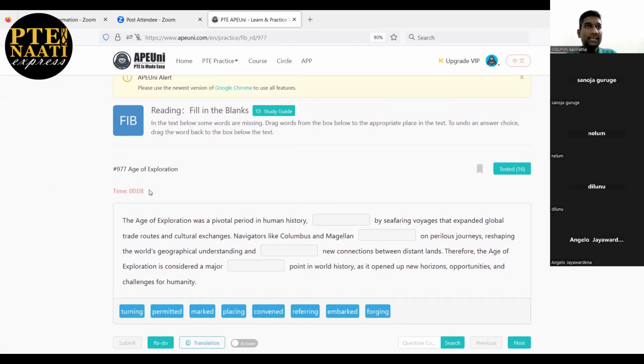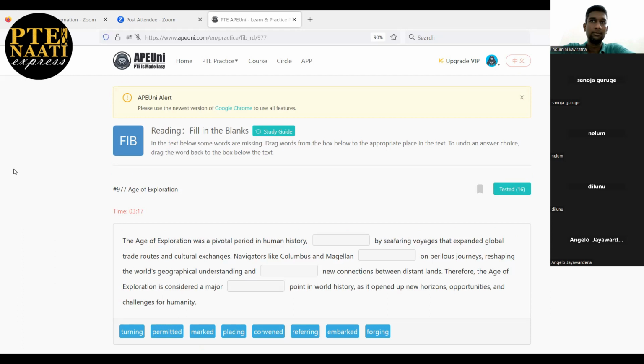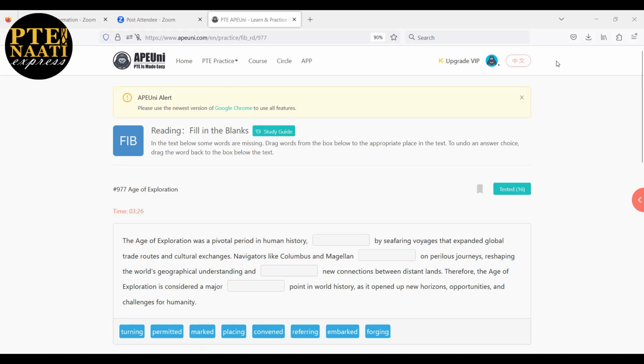Your timing is displayed here. The time is displayed like this. Yes, shall we try to answer this? Only 4 blanks. Yes, shall we check whether you can do it within 2.5 minutes or 3 minutes?